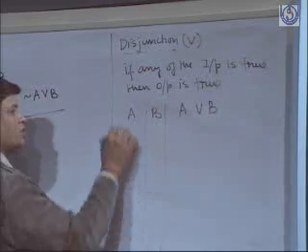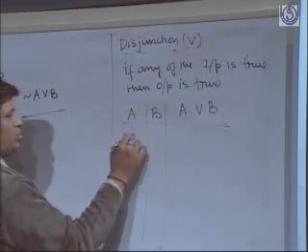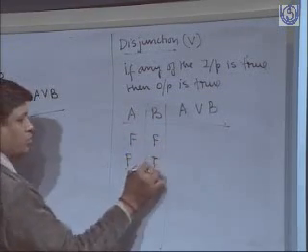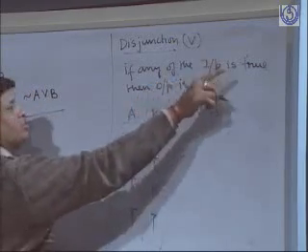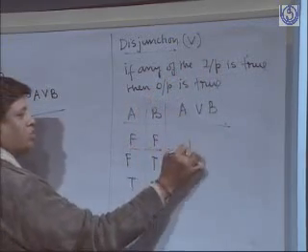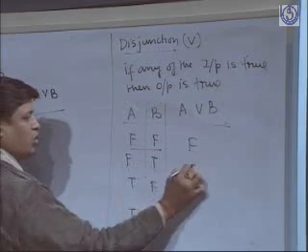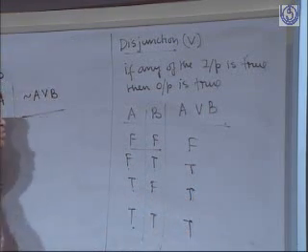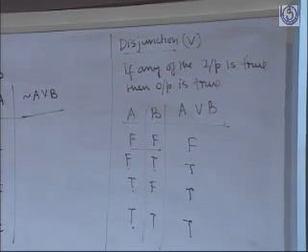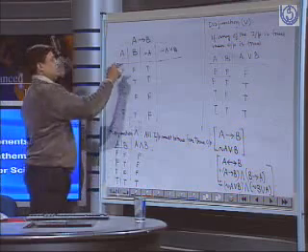That means A, B, A or B. That means A disjunction B. False, false, false, true, true, false, true, true. If any of the input is true, then output is true. Both are false, output is false. One is true, output is true. One is true, output is true. Both are true, so output is true. So let's apply this definition of conjunction and disjunction over here.